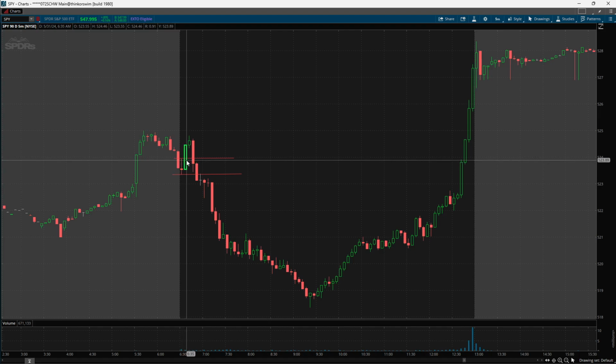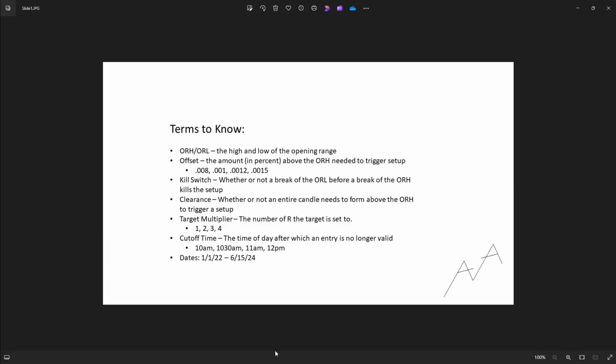Let's pretend that instead of this breaking out to the top right away in the next candle, it bounced and took out the low, and then bounced back up here and took out the opening range high. That excursion below, if any excursion below kills your trade, you just say, okay, trade's off, no dice, even if it returns and does the normal setup. That I call the kill switch.